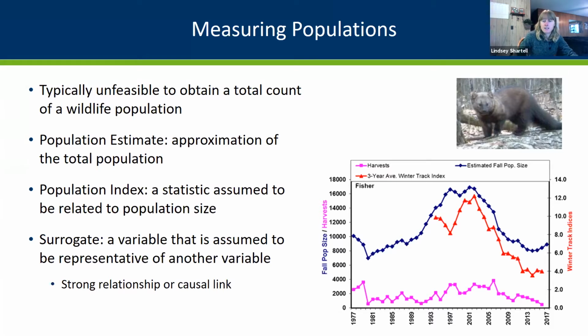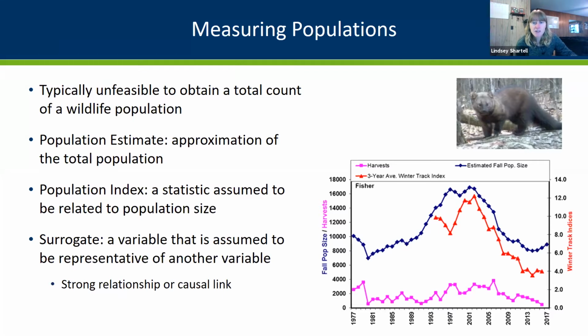A good example of all three of these is shown in this graphic for Fisher. The dark blue line is the fall population estimate. The red line is the winter track index. That shows the percent of survey segments with Fisher tracks present. And you can see that it matches pretty nicely with the population estimate.